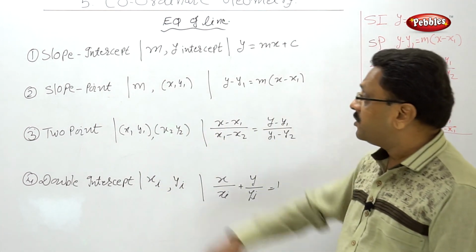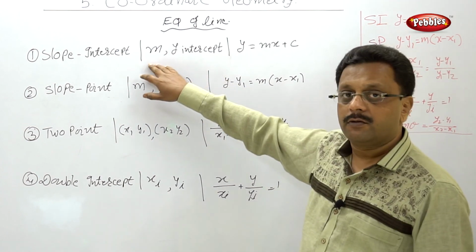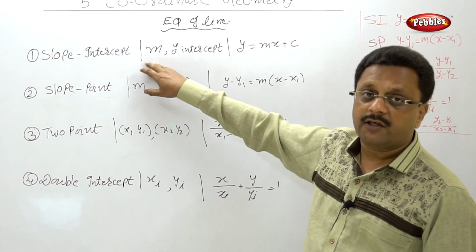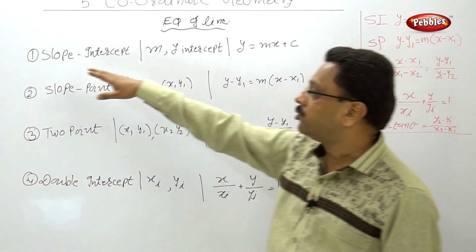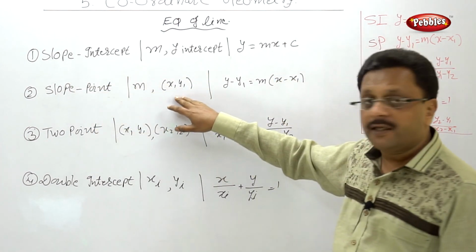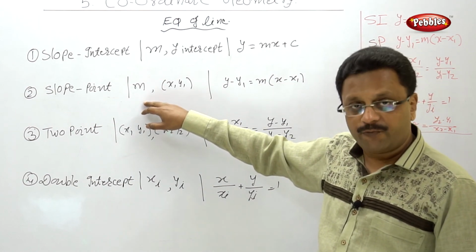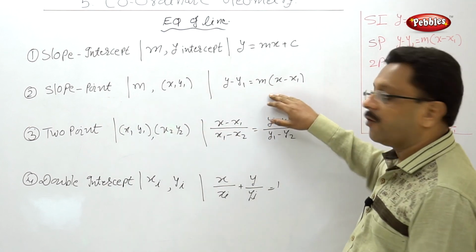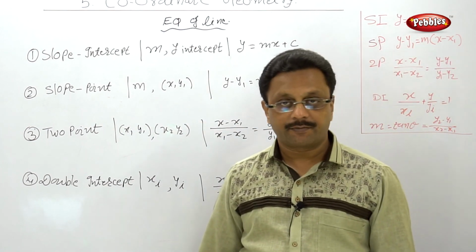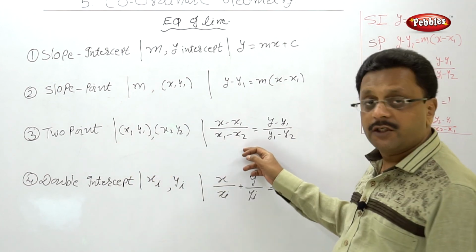If the y-intercept is given and theta is given, so you have to find out the tan theta, slope and y-intercept, use SI. If slope, one point is given and theta is given, then find out the slope first, use this point, use this formula and you will get an answer. In the third case you can directly apply into this formula.